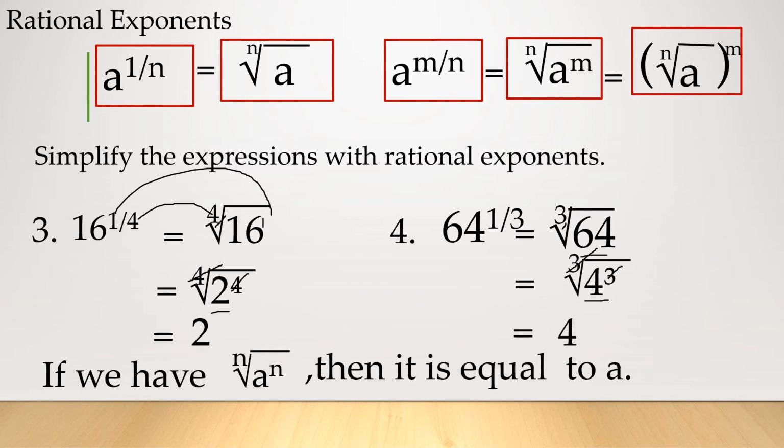The answer now is 4. So it means if we have the nth root of a raised to n, what have you noticed? The exponent n and the index here are the same. Then it is equal to a, whatever the radicand is. So you can cancel that, and the remaining number a should be the answer. Now, let's discover more about this.